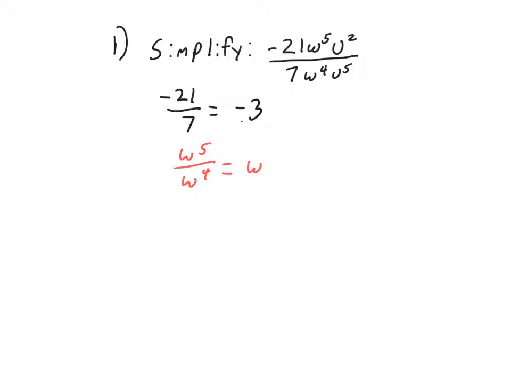And then we'll do u to the 2nd over u to the 5th. And 2 minus 5 is negative 3, so that tells me it's going to be in the denominator. So it's going to be 1 over u to the 3rd. And put all that together, we'll get negative 3w over u to the 3rd.